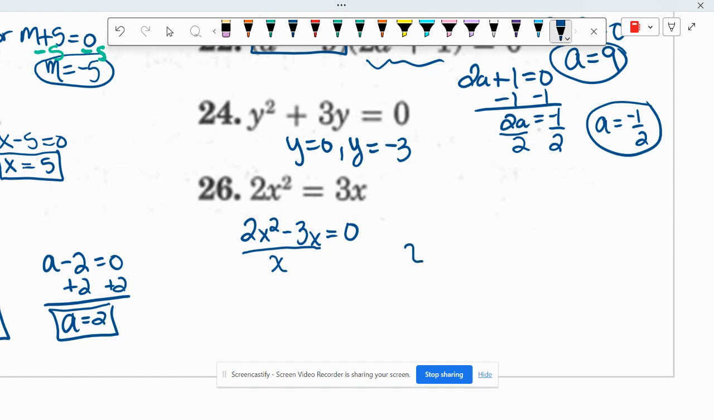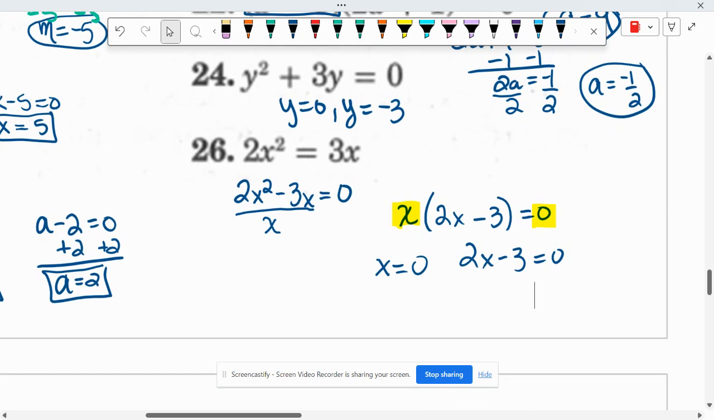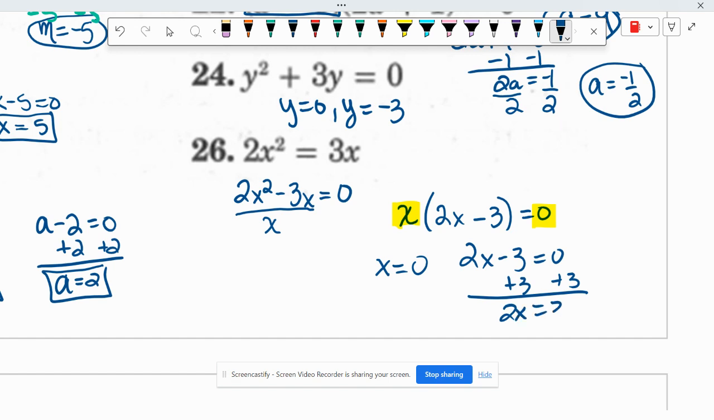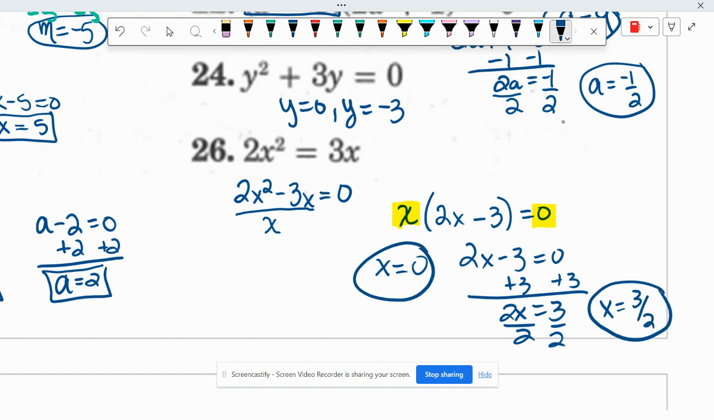Yeah, which is x. So when I take an x out, I have x times 2x minus 3 equals 0. So that means that either x equals 0, because that's my first product, or 2x minus 3 equals 0. So add 3 to both sides. 2x equals 3, divide by 2, which means x equals 3/2. Those are your two factors.